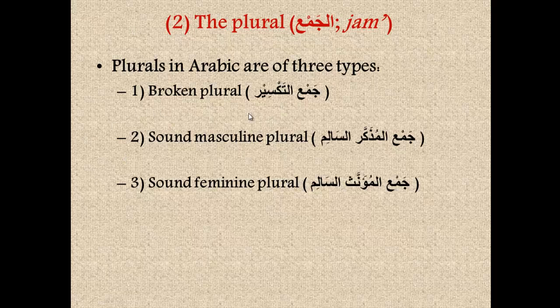Number 1, we have the broken plural, jam' al-taksir. Next, you have the sound masculine plural, jam' al-mudhakkar al-salim. And lastly, you have the sound feminine plural, jam' al-mu'annath al-salim. You should know these words by now. Al-mudhakkar is masculine, mu'annath is feminine, and salim means sound, something that is intact, that is unbroken and sound.